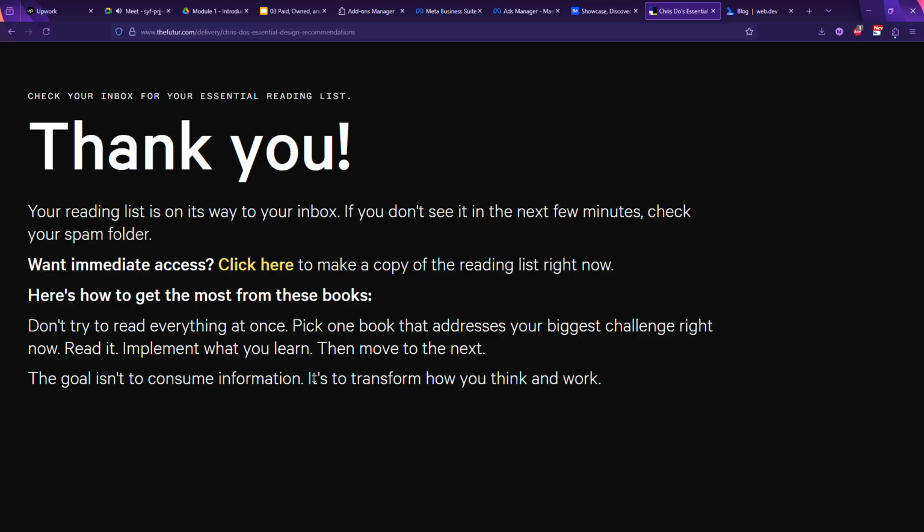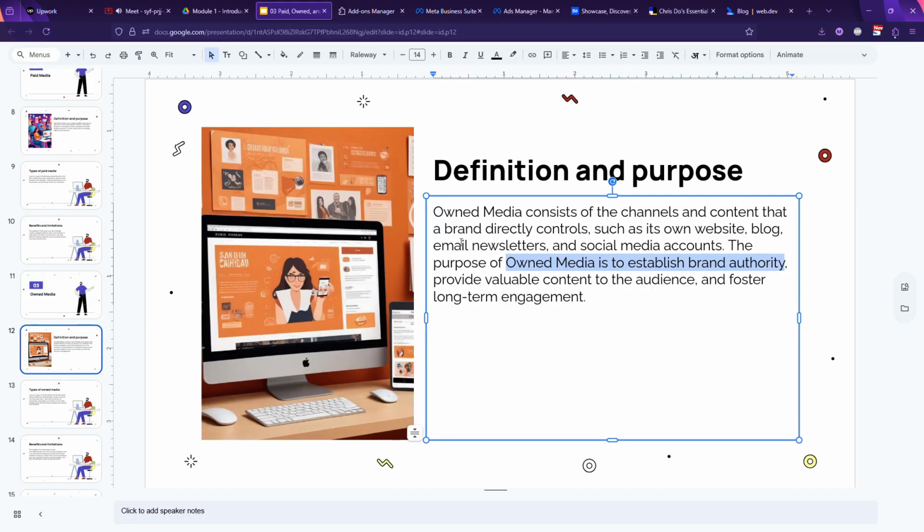The psychological effect is like that. So that's why we follow. Either we are entertained or we acknowledge that that person knows something. So that's how email newsletters work: to establish brand authority and provide valuable content. A brand can establish its authority only when it is providing valuable content to the audience.